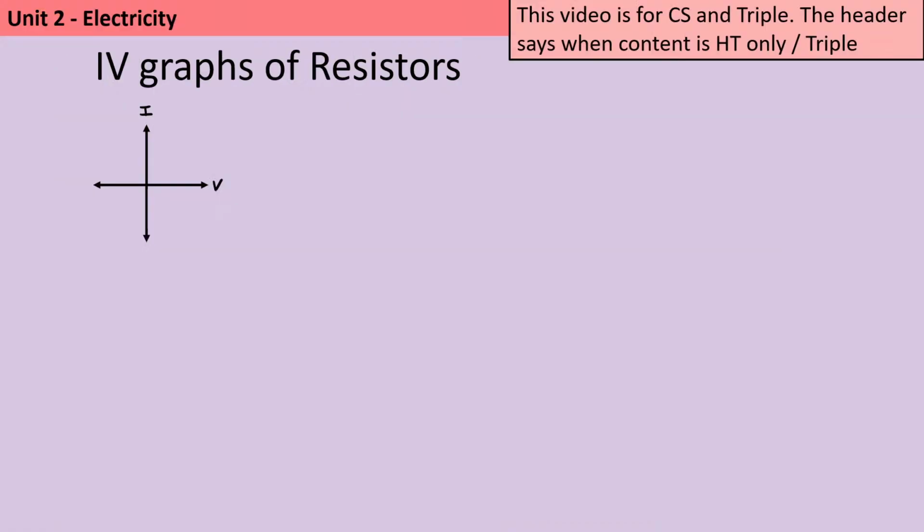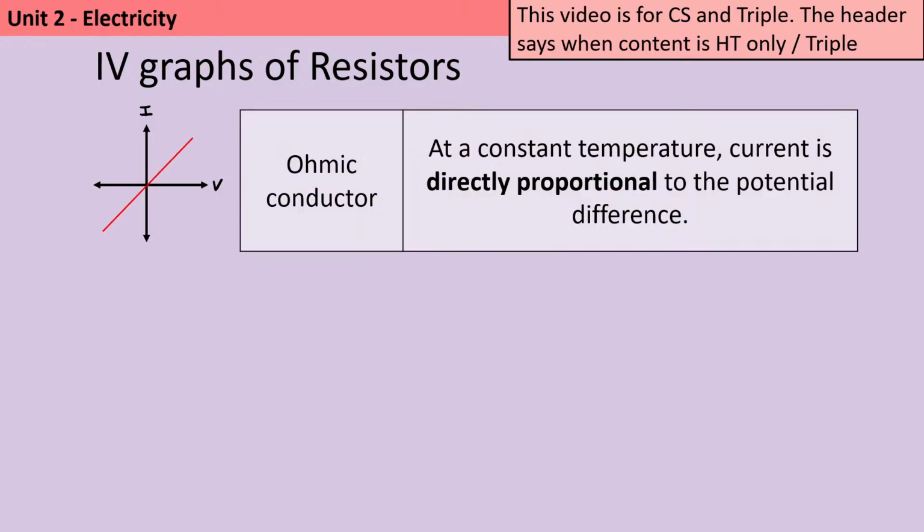Once you've completed the practical, you'll be able to draw 3 IV graphs with potential difference on the x-axis, and then as potential difference increases, we see what happens to the current. An ohmic conductor, like a wire at constant temperature, gives us a directly proportional relationship, which means that as potential difference doubles, current also doubles.